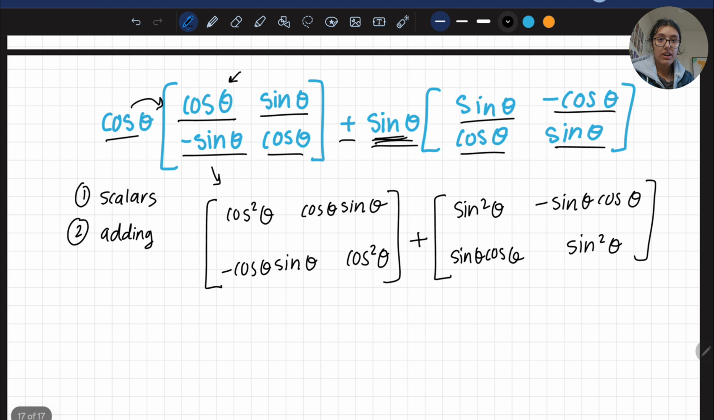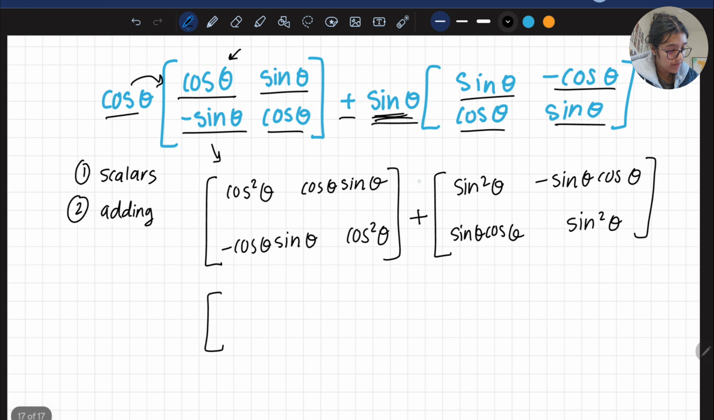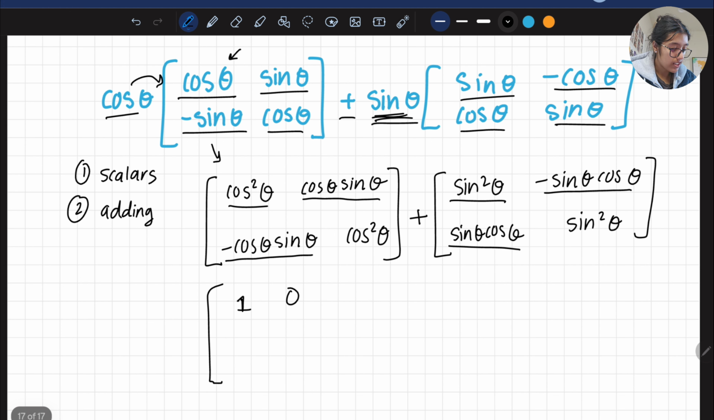Now that we have multiplied, we can add everything together. So we have cos squared theta plus sine squared theta. Well, we know our trigonometric formulas, right? So we know cos squared theta plus sine squared theta is just 1. We know cos theta sine theta minus sine theta cos theta, that's just 0. So we can put 0 there. And we have minus cos theta sine theta plus sine theta cos theta, that's also 0. And finally, we have cos squared theta plus sine squared theta, and we know our trigonometric identity, so that's 1.